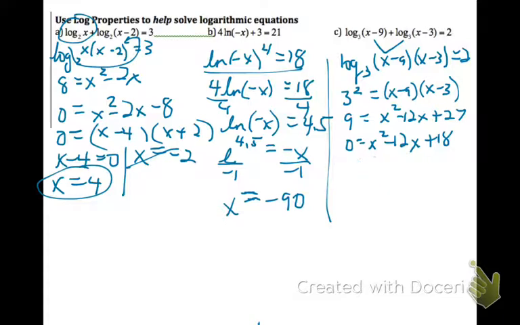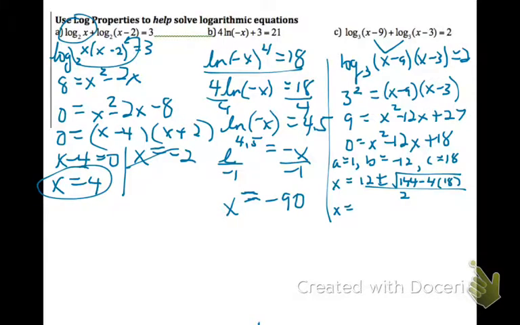So two numbers that will multiply to give me 18 and combine to give me negative 12. Well, there are none of those, so I can pick out A, B, and C and use the quadratic formula. So x will equal, I'm sorry, positive 12, plus or minus the square root of negative 12 squared, which is 144, minus 4 times 1 times 18, all divided by 2 times 1. So simplified, I'll get 12 plus or minus the square root of 72 over 2.